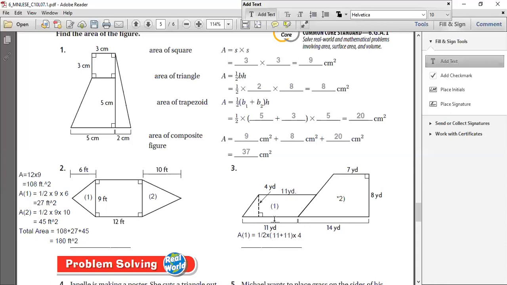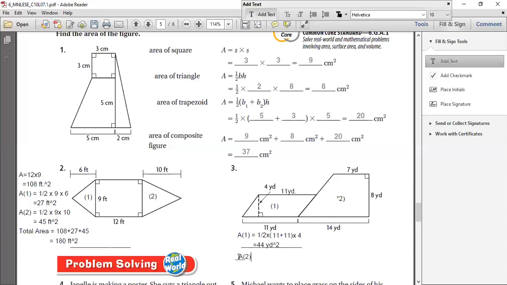Now again, I'm doing it mentally. 11 plus 11 is 22, right? So you will have half multiplied by 22 multiplied by 4. Half of 22 is 11. 11 multiplied by 4 will give you 44 square yards. So it's a good time for you to learn mental math as well, because in school we don't have any separate time for mental math.